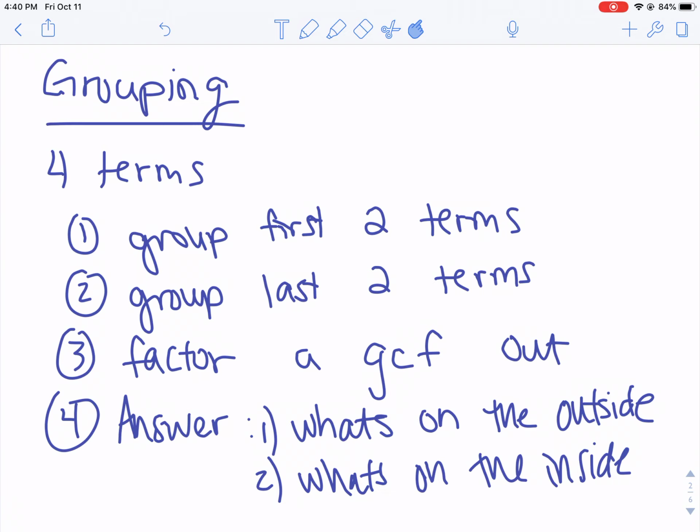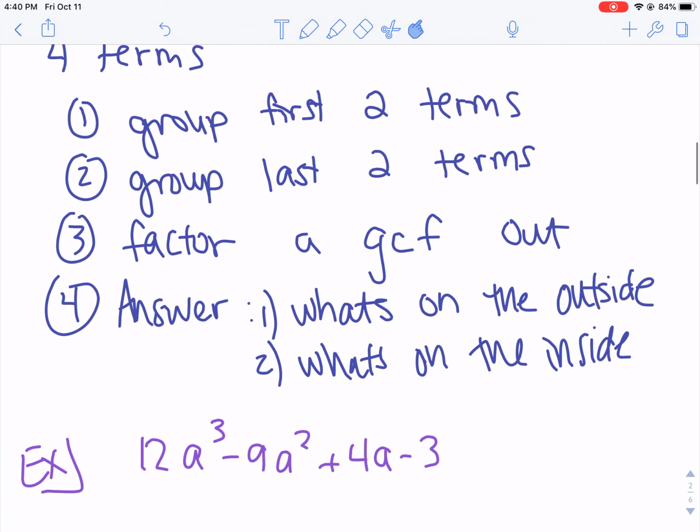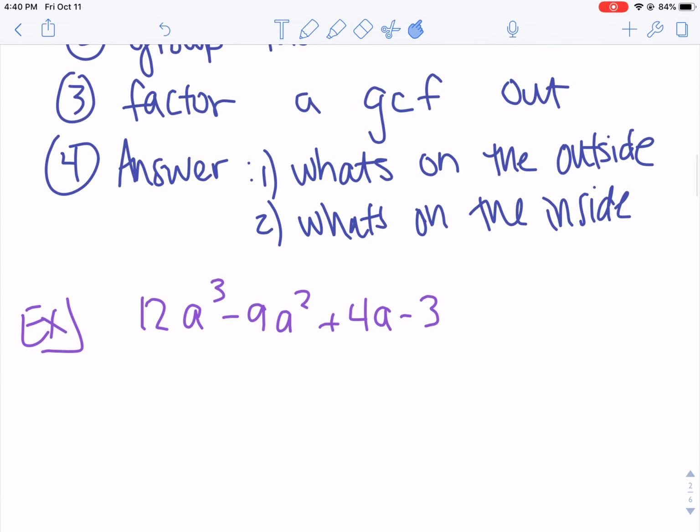The steps for grouping are: group the first two terms, group the last two terms, factor your GCF out, and then your answer becomes what's on the outside and what's on the inside. I have an example here. It says 12a cubed minus 9a squared plus 4a minus 3. We're going to group the first two terms and group the last two terms. When I say grouping, I mean put it in a set of parentheses. Then we want to factor a GCF out.